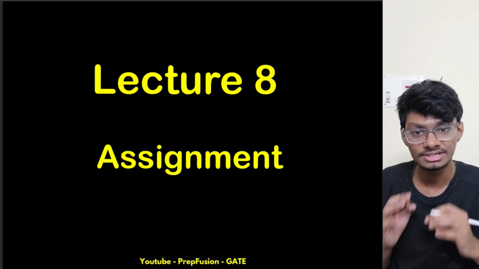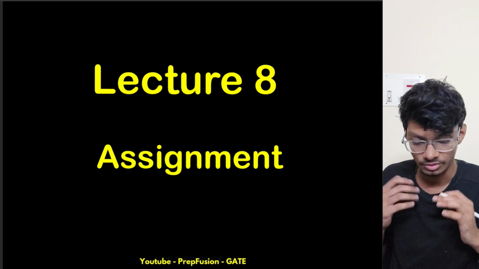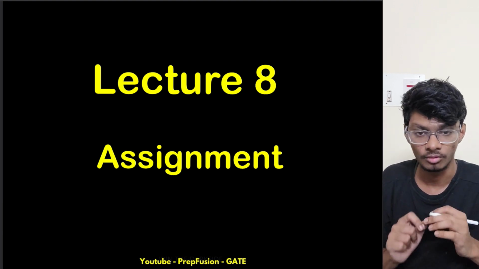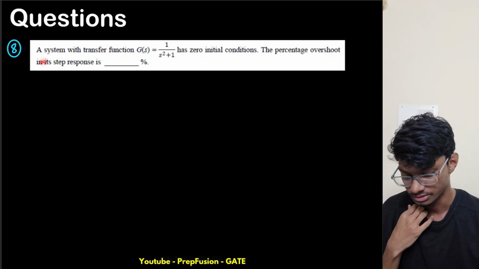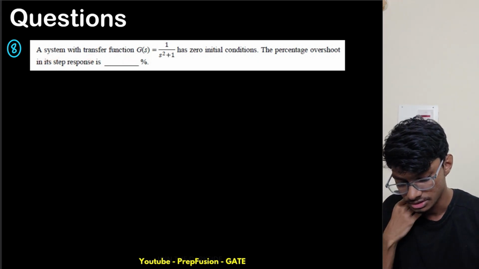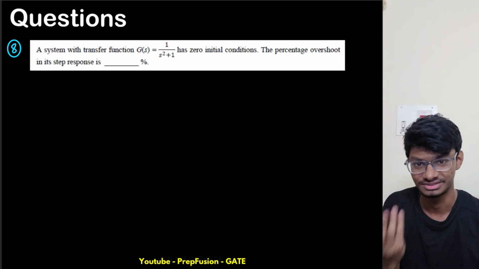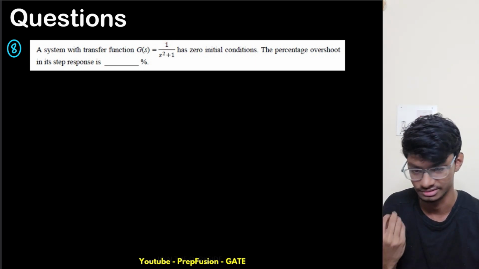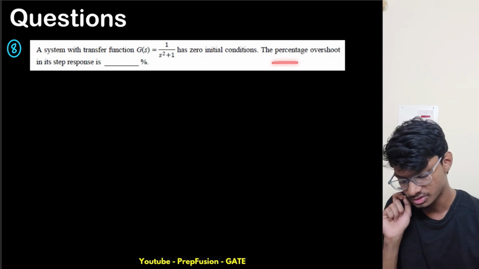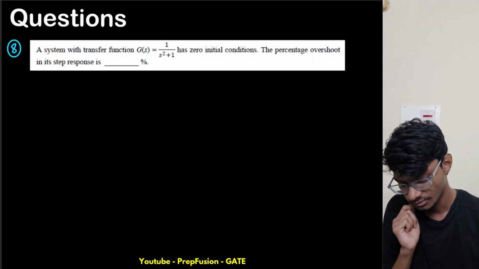So this will be lecture 8 of time domain analysis. In this lecture I will solve the assignment problems that I gave in the previous lecture. This question is a GATE question. The question is asking: a system with transfer function G(s) equals 1 by s square plus 1 has 0 initial condition. The transfer function has 0 initial condition anyway, it doesn't need to be told. The percentage overshoot in its response is this.